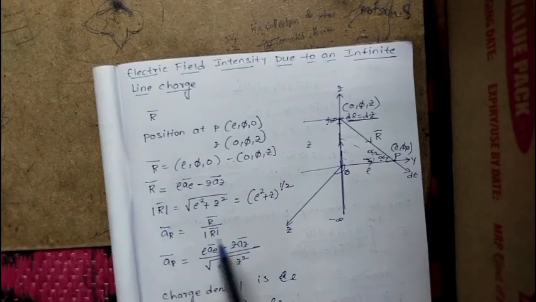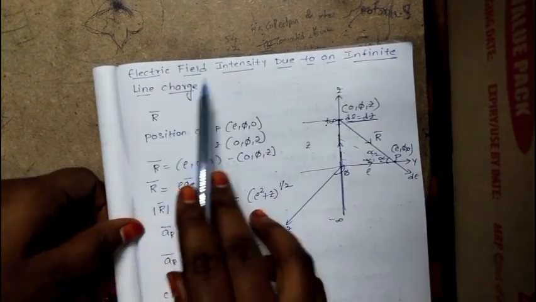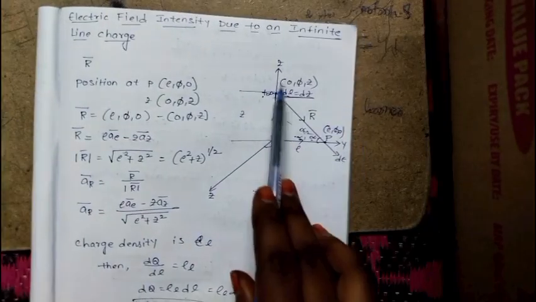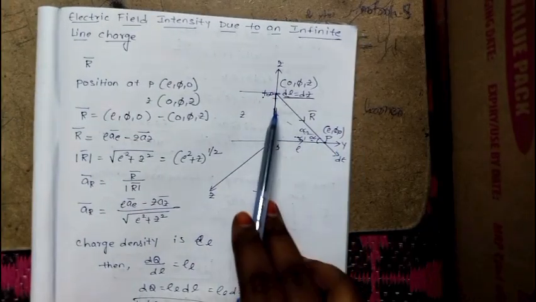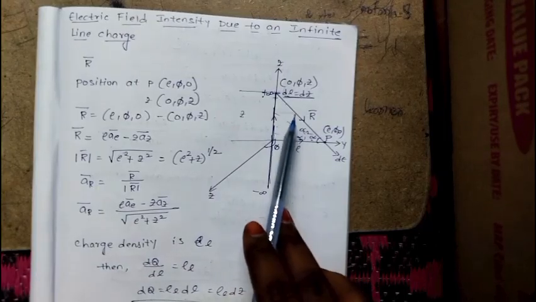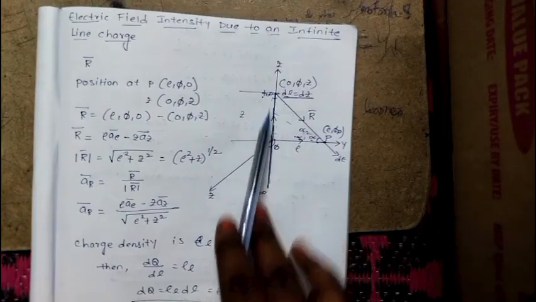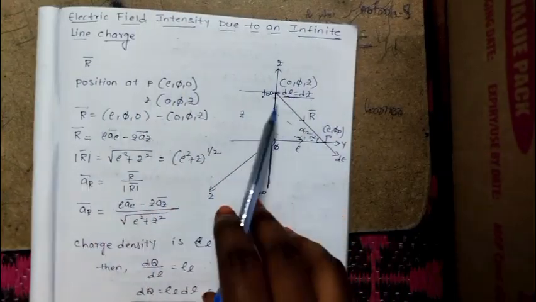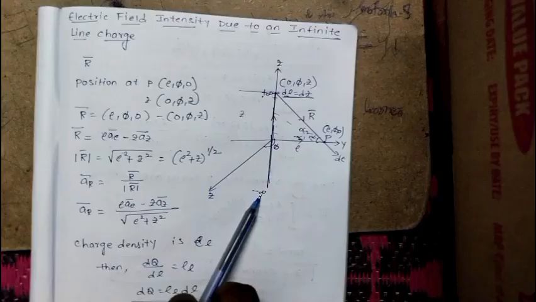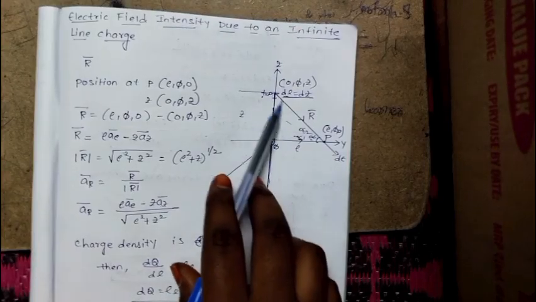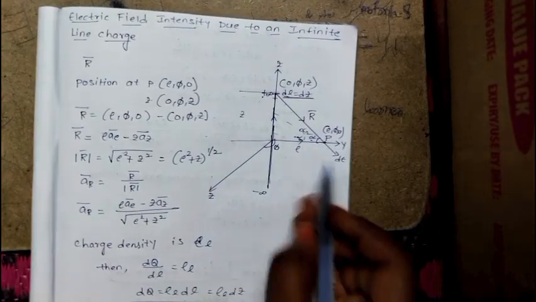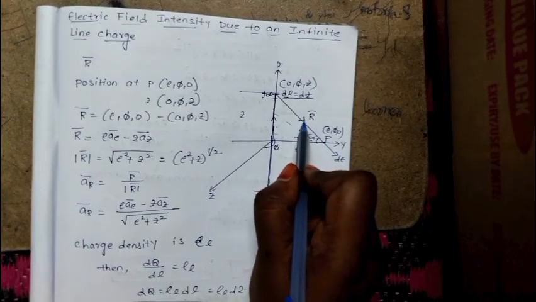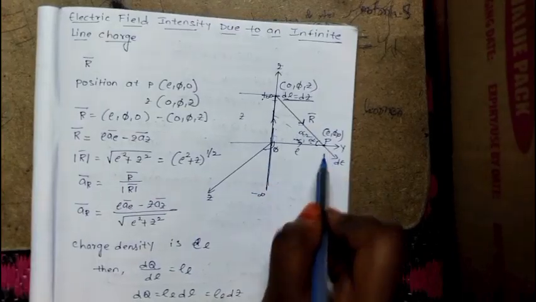This topic is electric field intensity due to an infinite line charge. Next, I have to consider the orthogonal coordinate system, where the x, y, z planes are there. Because my topic is an infinite line charge, I have to consider plus infinity to minus infinity. Next, I have to take the line. I have to put the point P, and take this direction r bar towards P.